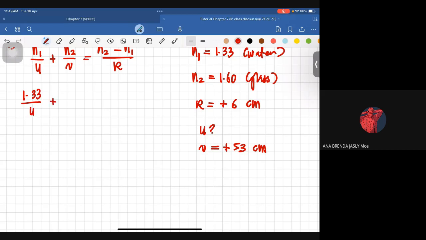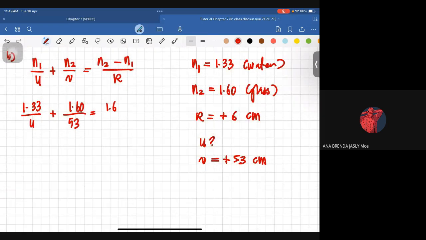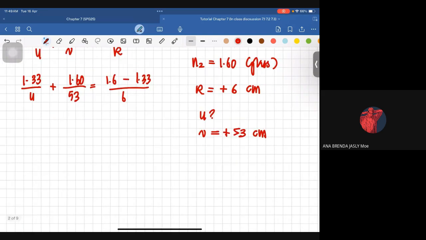Okay, kalau ada masalah bagi tahu. Sebab this is paling banyak markah ni, chapter ni. 1.33, R is 6. Okay, so from here you will get the object distance to be equal to 89.8 centimeter. Okay, 1.33. Betul lah. Alright, ada soalan? Boleh?